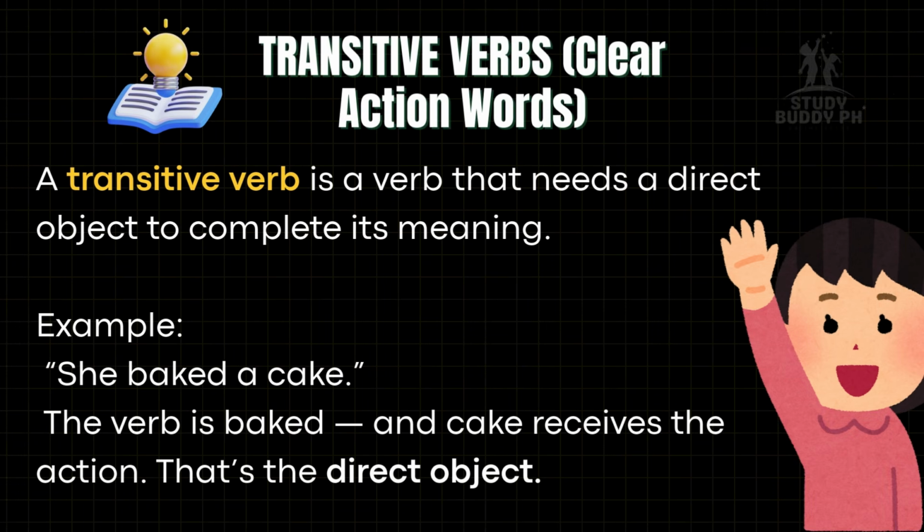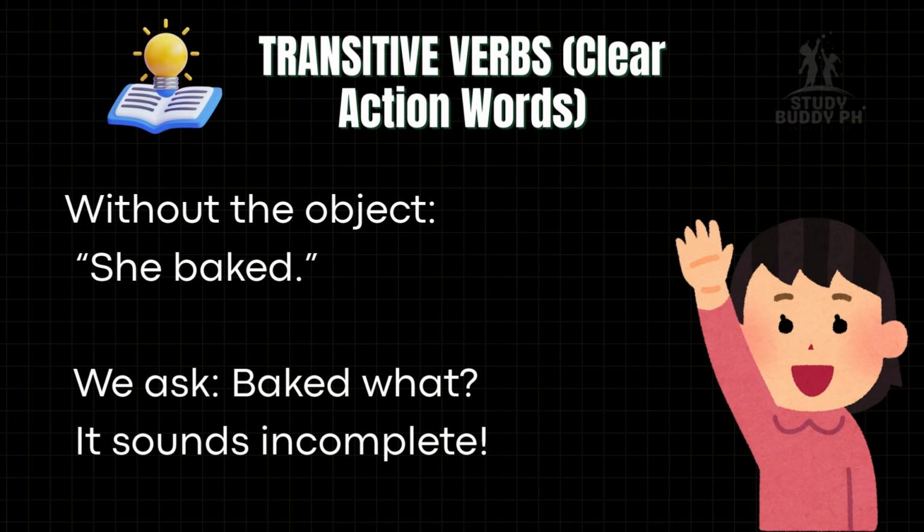A transitive verb is a verb that needs a direct object to complete its meaning. Example: she baked a cake. The verb is baked, and cake receives the action. That's the direct object. Without the object, she baked. We ask, baked what? It sounds incomplete.